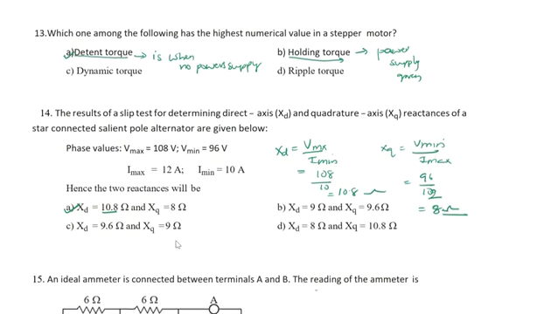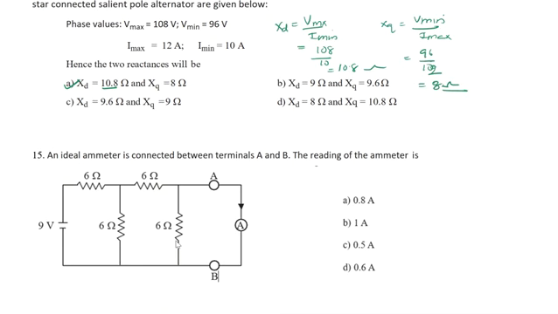Okay, next question. Now here we need to find the current flowing in the ammeter I. So take the problem and solve it. Okay, the answer for this question will be 0.5 amps.